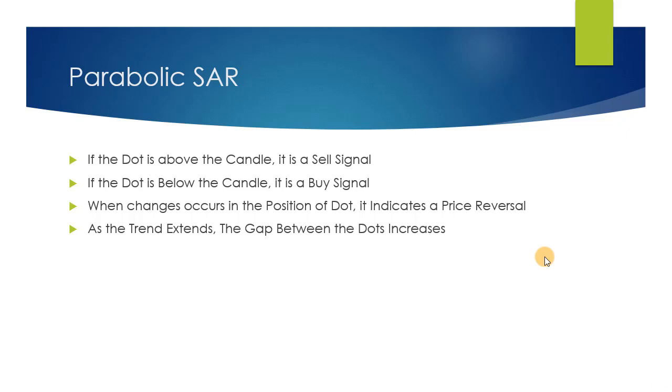As the trend extends, the gap between the dots increases, which indicates that the price momentum is high now and the trend is strong enough. And when price is consolidating, the SAR dots are plotted close to each other. Here we do not need to know the actual formula of any technical indicator, we just need to know how it behaves.